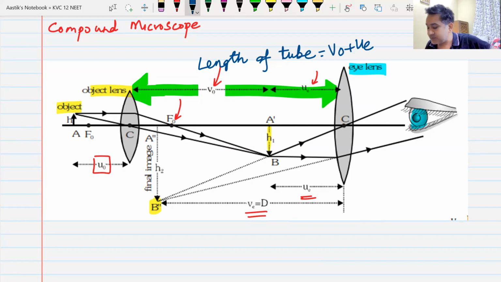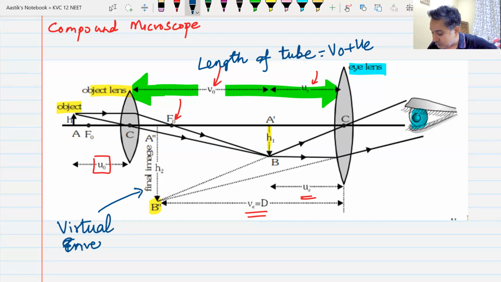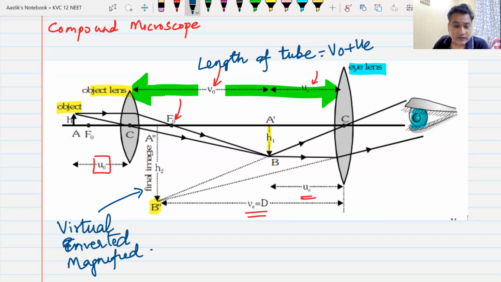Then the other terms, I'll give you 5 minutes to draw the diagram. Once you've drawn the diagram, I'll just give you the formulas. Okay? Draw the diagram. If there's anything that you don't understand, what you have to understand is the final image is virtual, inverted with respect to the actual object, and it is magnified. 5 minutes you have to draw the diagram, please.